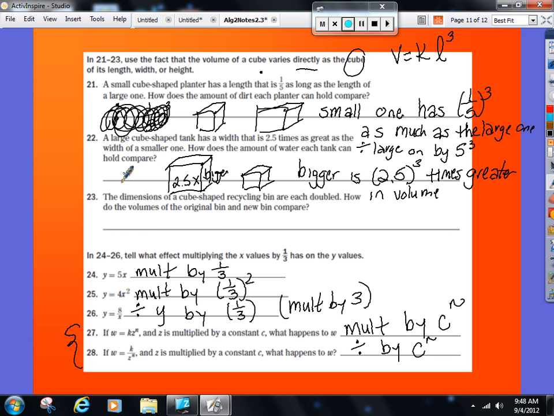Really, you just need to keep straight that on inverse, if one is doubled, you're going to divide the other. They're going to be opposites. Multiply and divide. Okay? And really pay attention to the exponent.